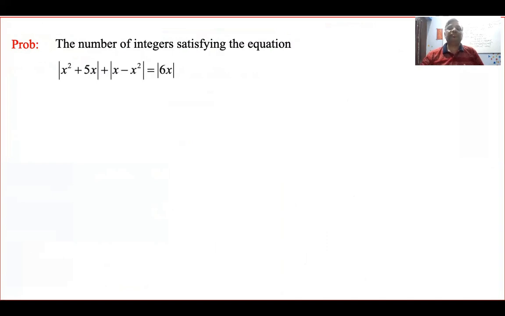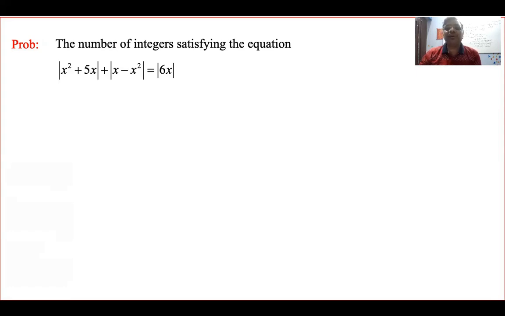Okay, now let us see one more problem. The number of integers satisfying the equation modulus of x square plus 5x plus modulus of x minus x square is equal to modulus of 6x. How many integers are possible satisfying that equation? Because the modulus is there, when you remove the modulus, plus or minus will come everywhere. In 3 places modulus is there.